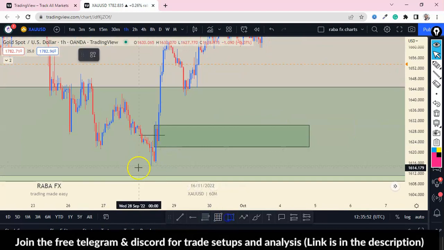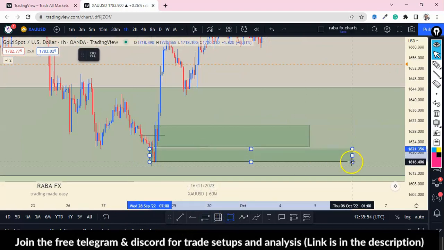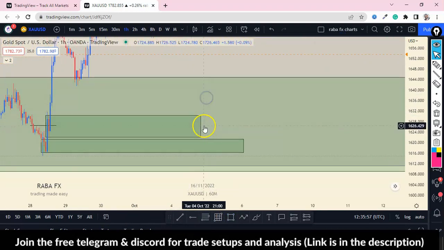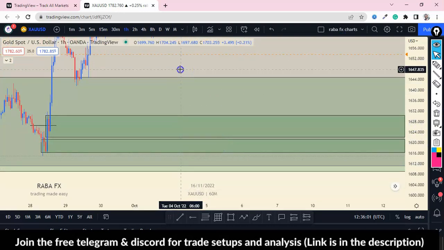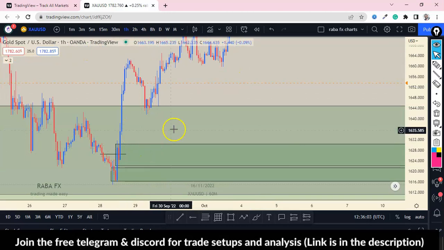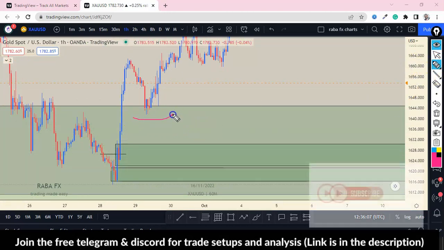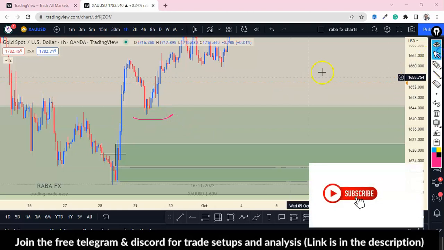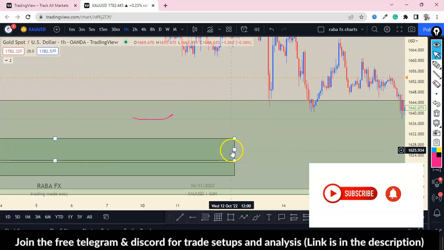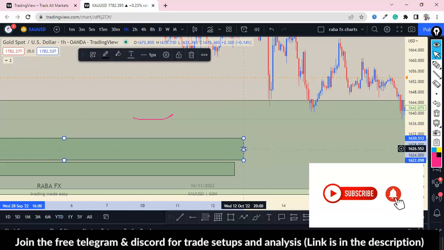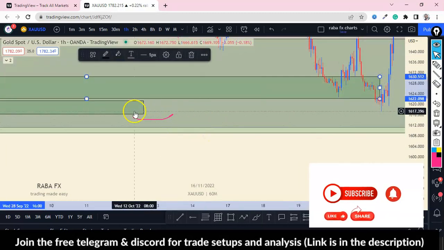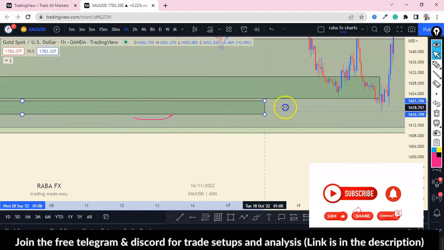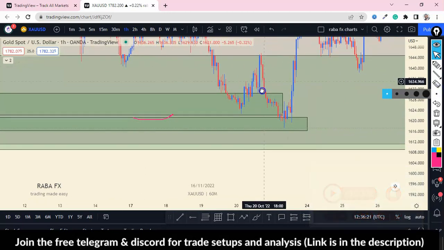So let's see, we extend this. By the way, this point of interest is great because we have inducement already, and you have to make sure you see inducement before you take the trade. So you can see price came into this point of interest.